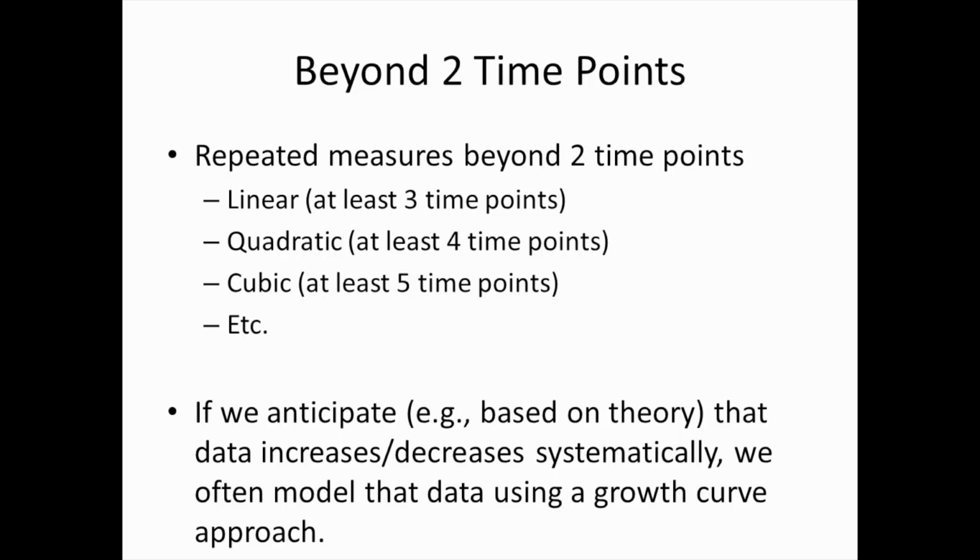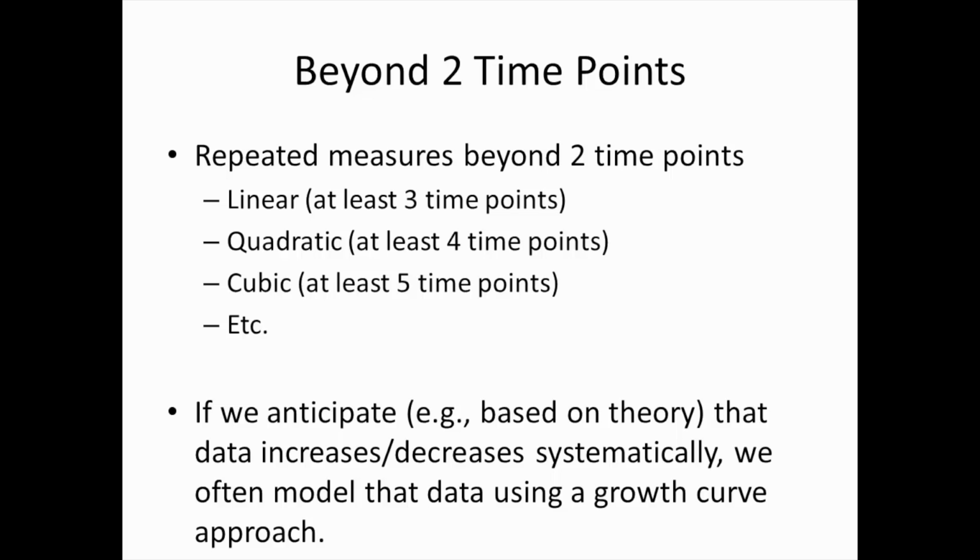Okay, the meat of what we want to talk about today: many times we have more than 2 time points, and we want to look at not just change from one time point to another, but the development of different processes. And when we're doing this kind of work, in order to estimate a linear trend, we have to have 3 time points. And in order to estimate curves, we have to have at least 4 time points for a quadratic trend, 5 time points for a cubic trend, and so on.